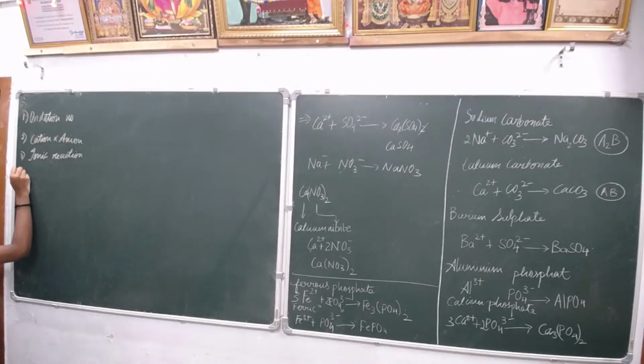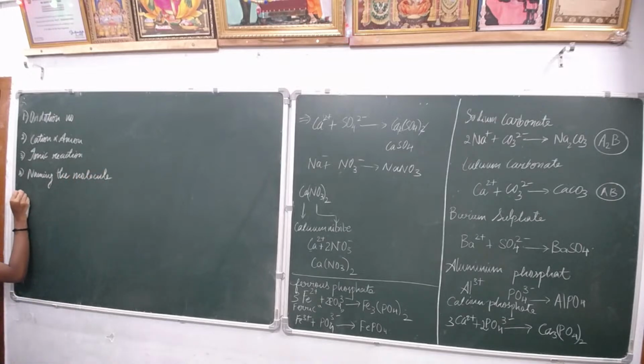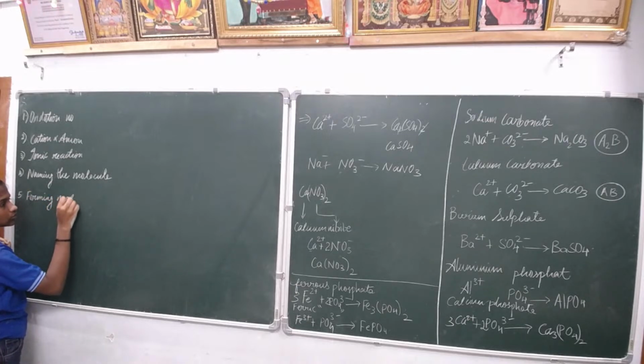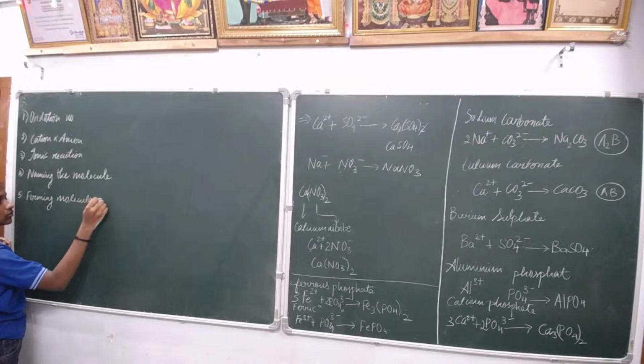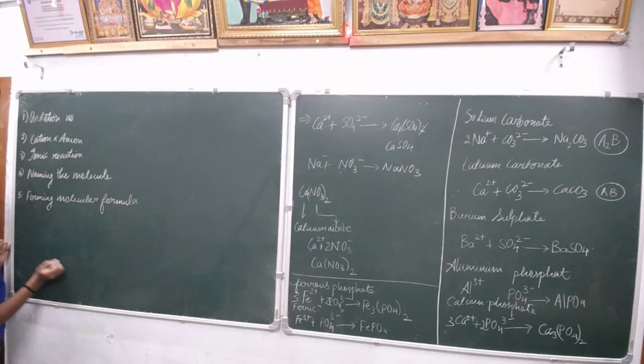Now let us determine the oxidation number. How to determine the oxidation number? Then finally, we will discuss how to balance the redox reactions based on the oxidation number. Now let us move to oxidation number.